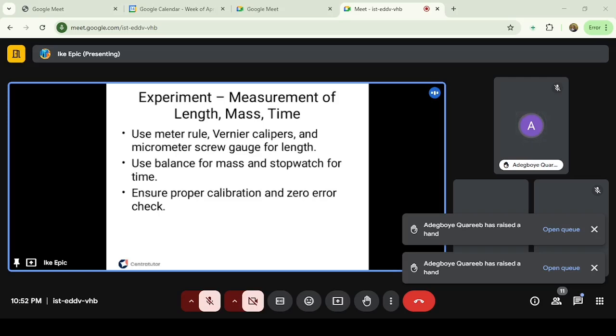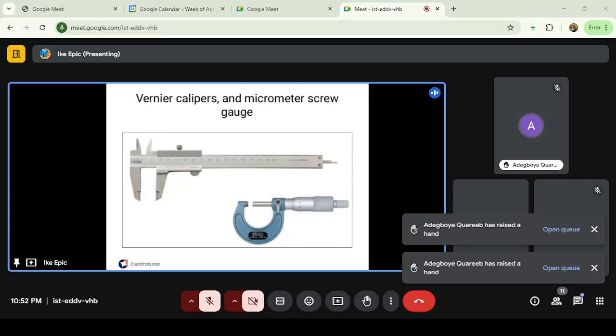Before we round off for today's class, I'll be explaining more on how to check measurements on the vernier caliper and micrometer screw gauge. Above here we have the vernier caliper. It's the one that looks like this, and under we have the micrometer screw gauge. That's this, and this is the vernier caliper, while this is the micrometer screw gauge.